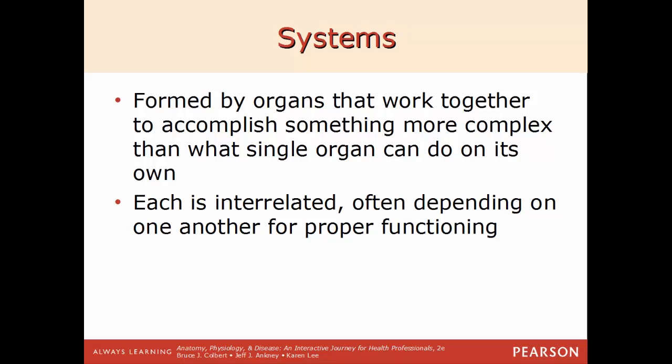These are formed when organs work together to have a more complex function than any organ can do by itself. So you have multiple organs working together. A cardiovascular system, digestive system, nervous system. It's not just one organ, it's many organs with their own particular job working together for an overall complex function. And of course, each one is interrelated, often depending on another body system to work properly. Nothing in your body works in a vacuum.